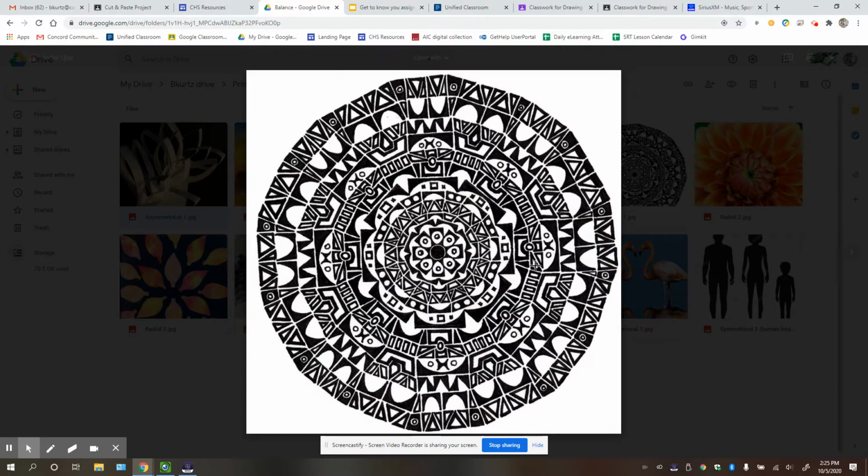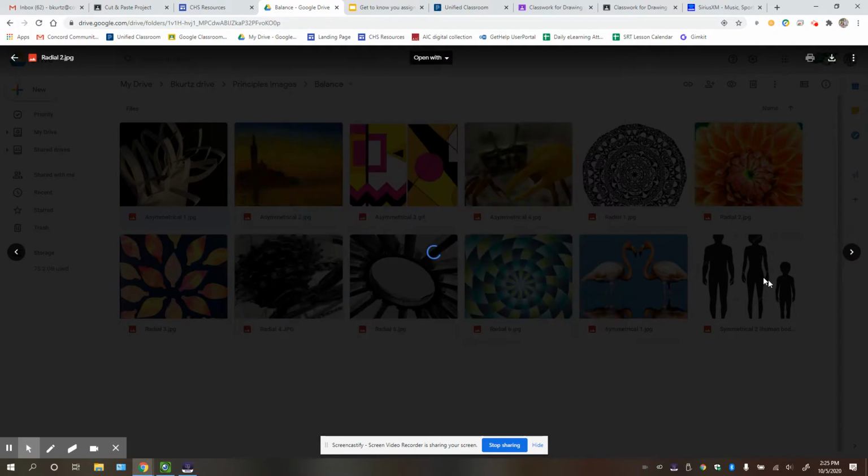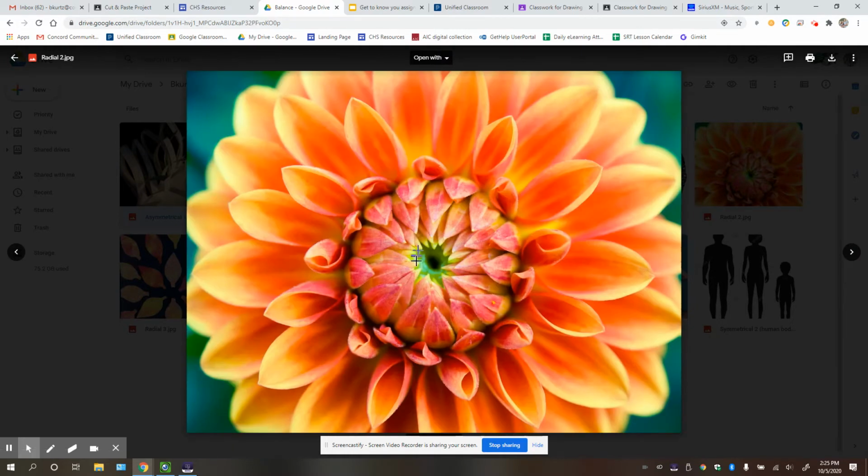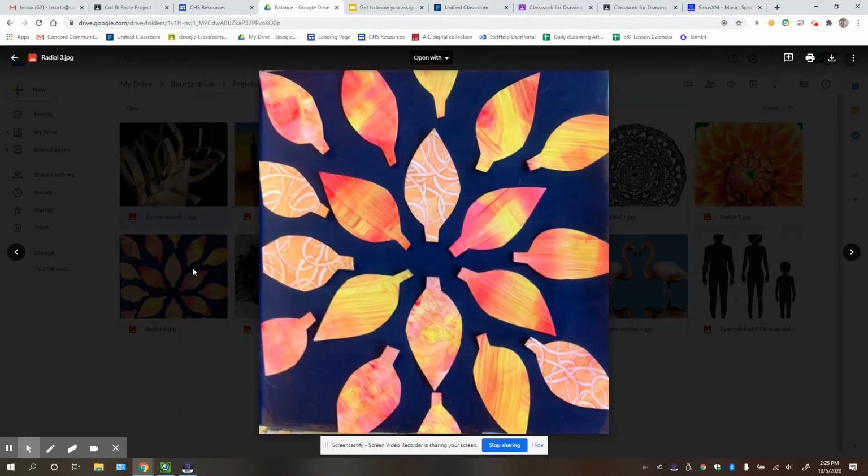Radial balance is anything that has a central point, like this, central point, and everything is balanced around that. A flower is another good example. Most flowers have a central point and the petals go out from the center. So that is radial balance. Another flower example there.